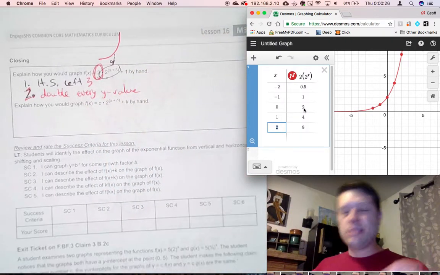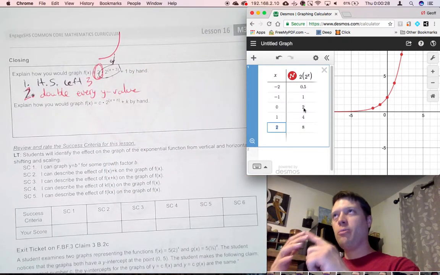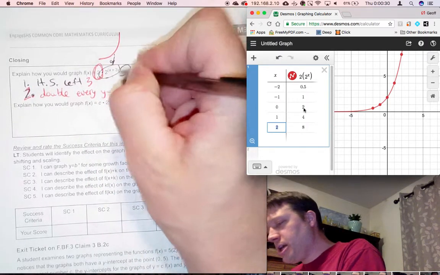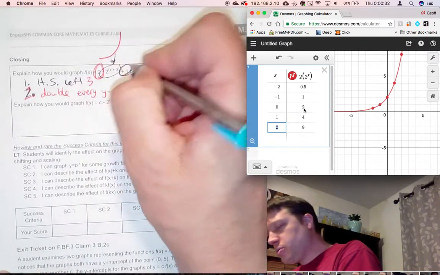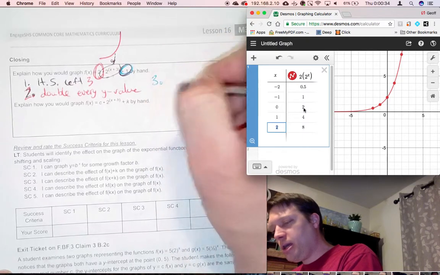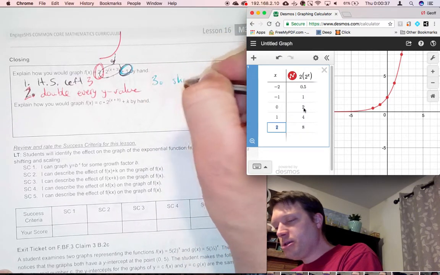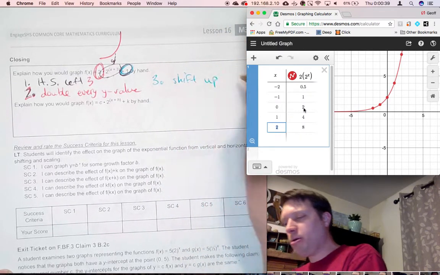And then last of all, that means that we're going to do the addition. So this one is step 3. Shift up plus 1.